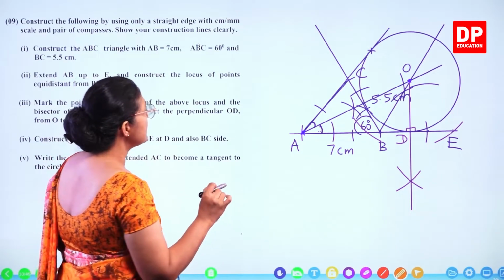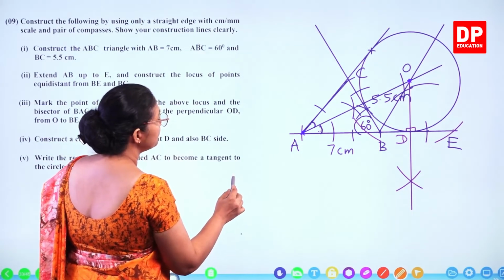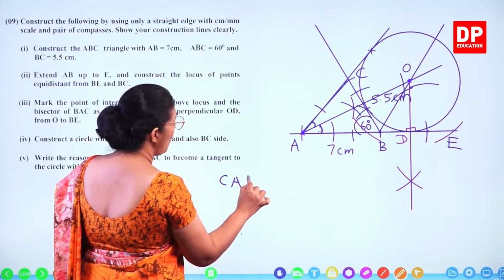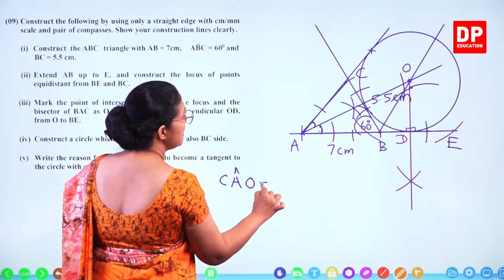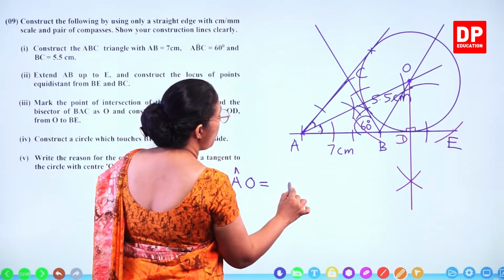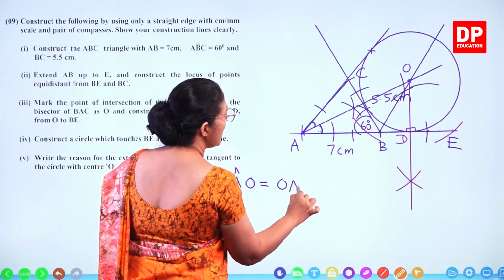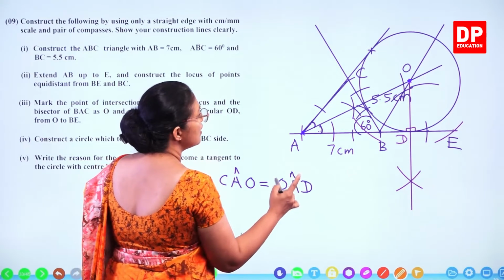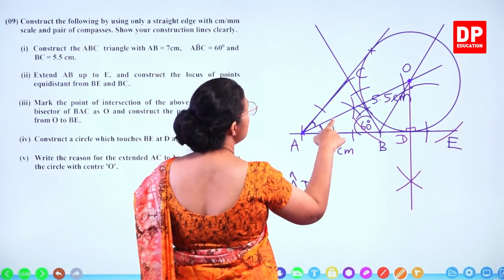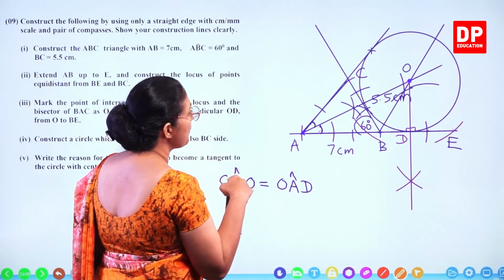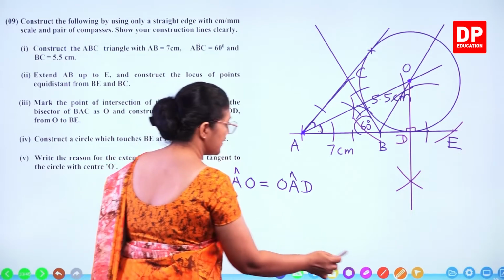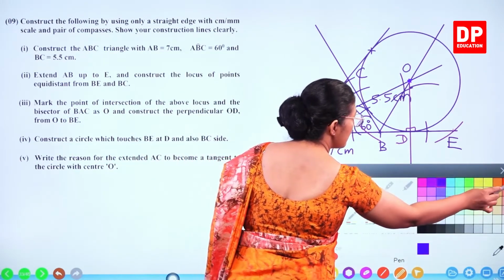So what is the reason? Because CAO angle is equal to OAD angle, because we did the bisector. So that's the reason. So let's give marks.